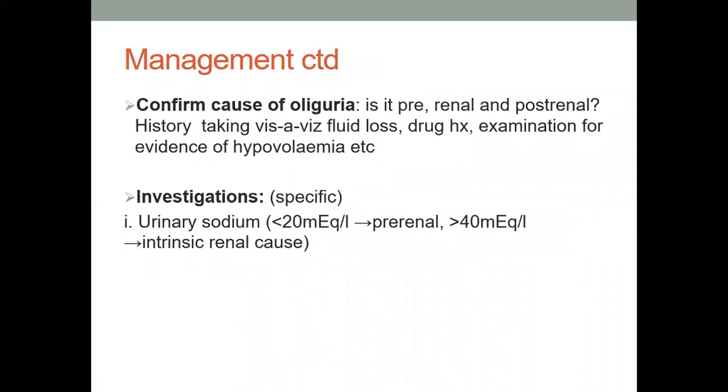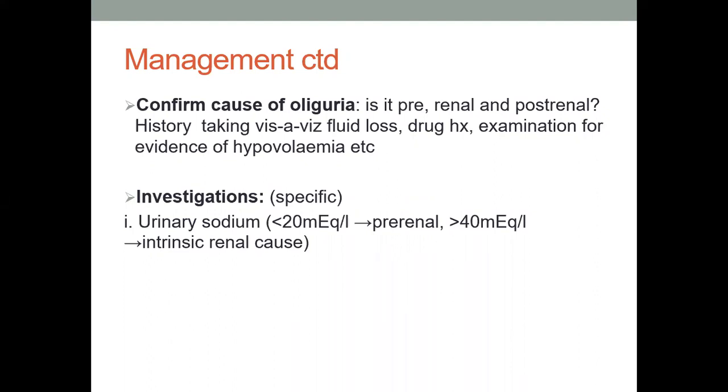Okay, you want to confirm the cause of oliguria. Is it pre-renal, renal, or post-renal? And this you can do via history taking. Is there any history of fluid loss? Has there been vomiting and diarrhea? Has there been hemorrhage? Or has there been limited access to fluid? All right, you want to examine for evidence of hypovolemia.